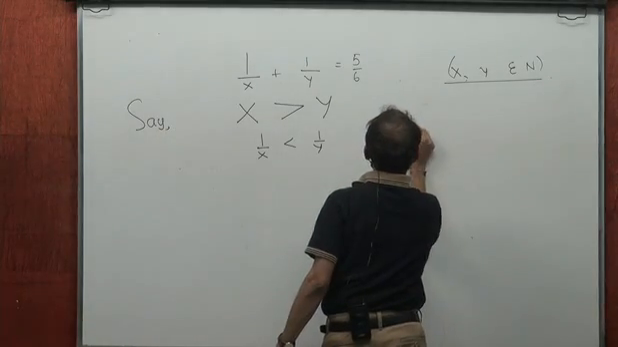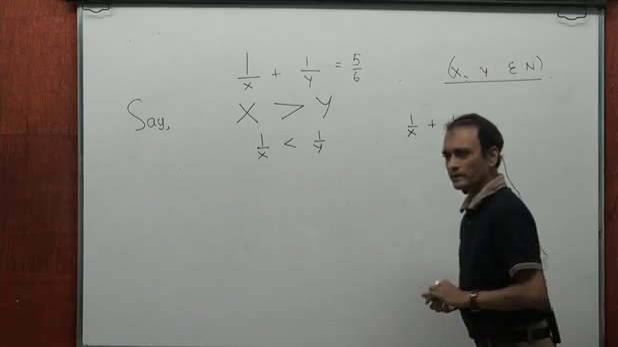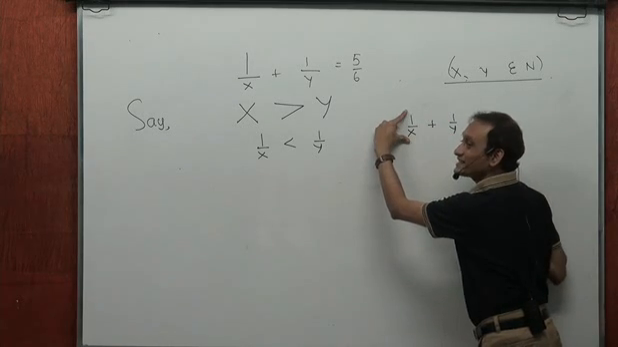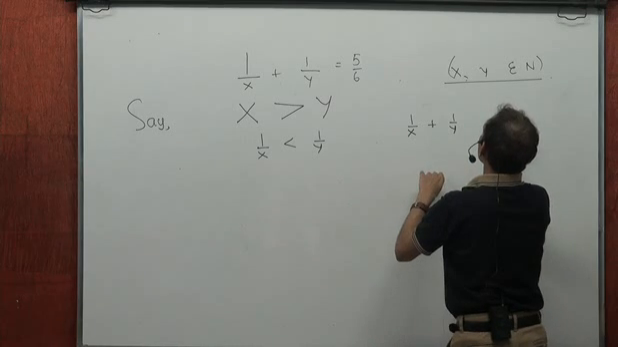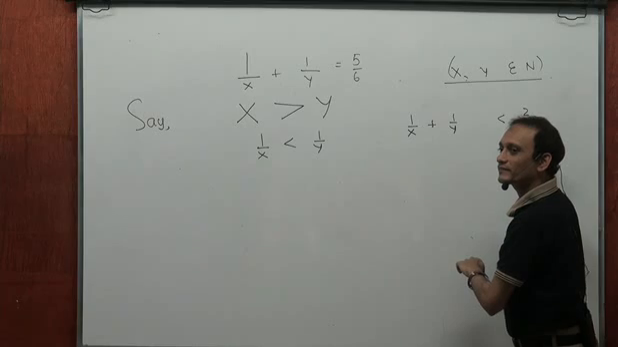Therefore, in this expression, which is the mother expression, 1 by x plus 1 by y, 1 by x is less than 1 by y. So, can I say that this is less than 2 by y? No.